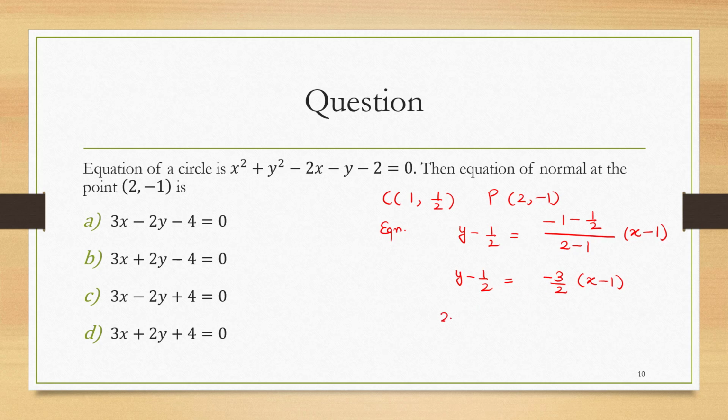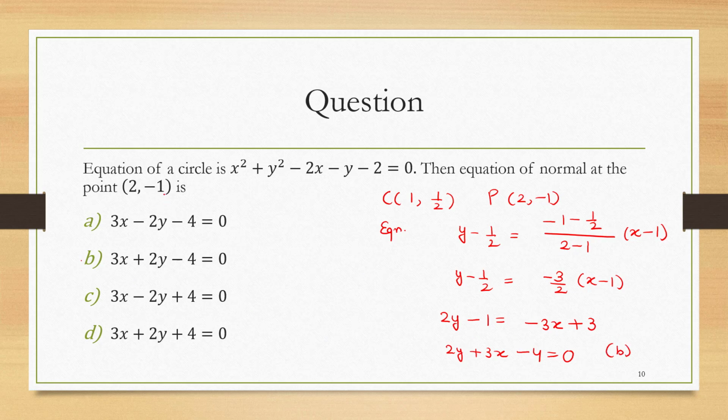Multiply both sides by 2. We get 2y minus 1 equal to minus 3x plus 3. Or 2y plus 3x minus 1 minus 3, that is minus 4, equal to 0. That is 3x plus 2y minus 4 equal to 0. So option B is correct.